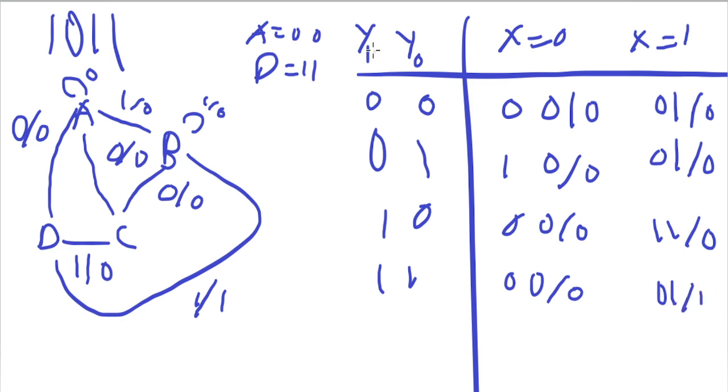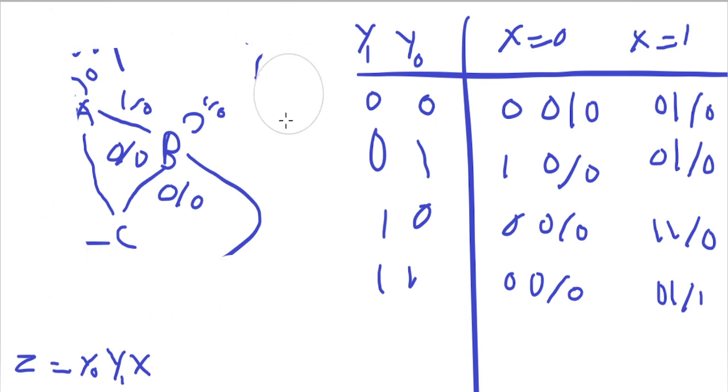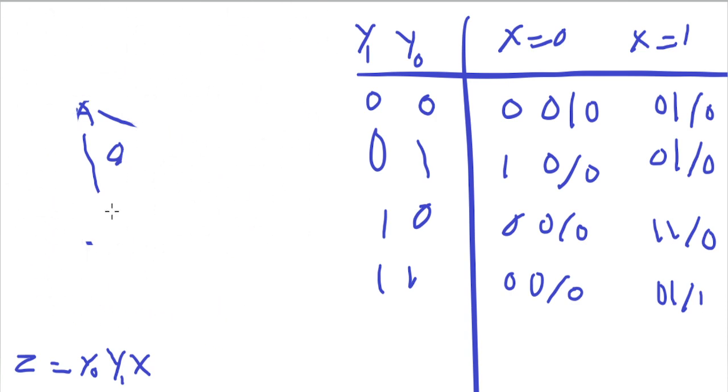So right away we can already say that output, which we're going to represent as Z, equals Y0, Y1, X, because that's the only way that you can get that. So Y0, Y1, X. And then now we no longer need this graph, so we can just get rid of it. Alright, so now we have to make the T flip-flops for each of these things.